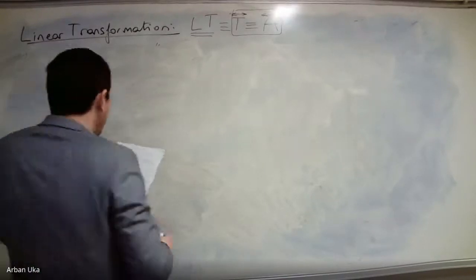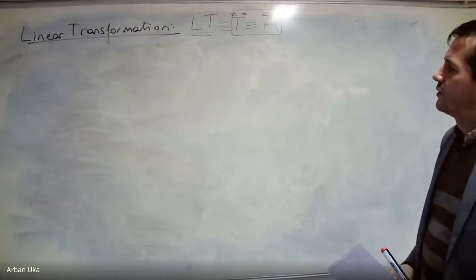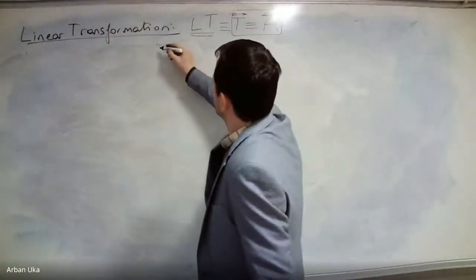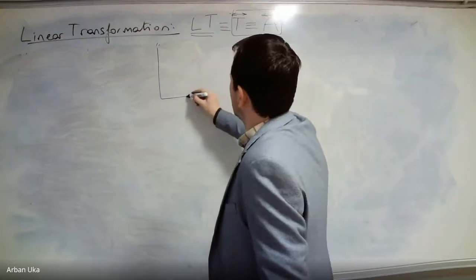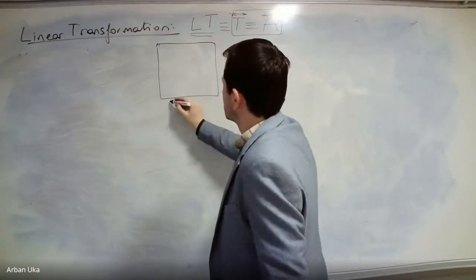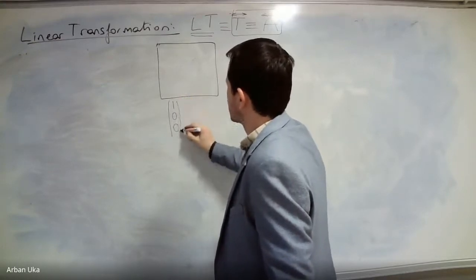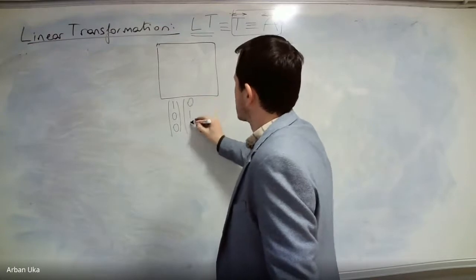Okay, so we said that we wanted to change the coordinates from one domain to another. Let's assume for a moment that we have here the standard basis. What is the basis for the standard one? It looks like this, right?